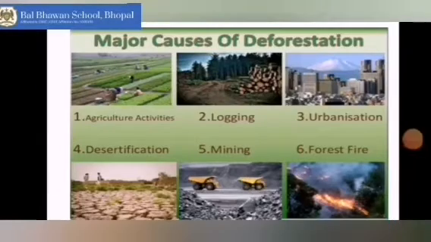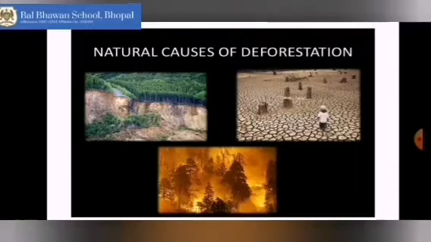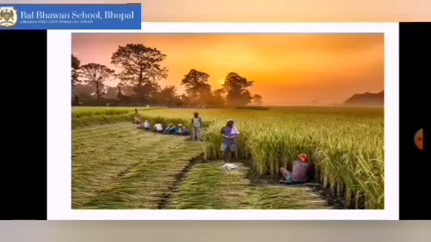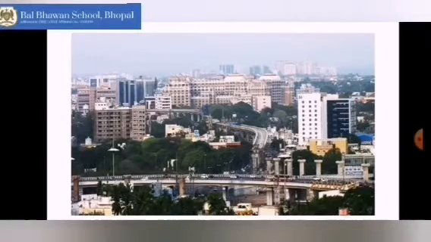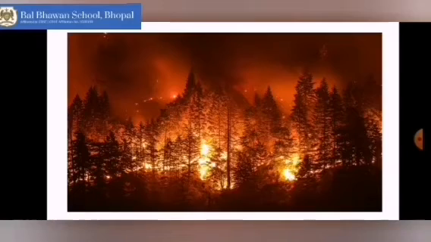Now, let's talk about causes of deforestation. There are two types of causes of deforestation, and they are human activities and natural disasters. Human activities such as agriculture, urbanization, and logging. Also, growing population leads to increase in deforestation because people need more materials which are produced by trees. Another cause of deforestation is natural disasters like wildfires or forest fires.